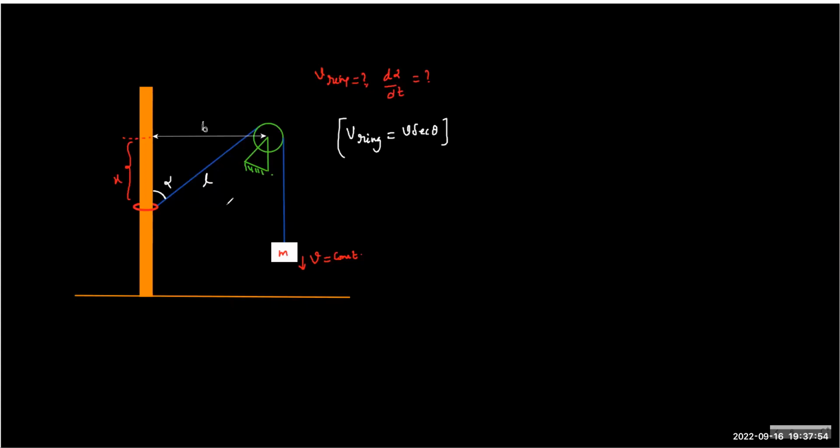Okay, any progress you guys are making? After v sec theta, what is the d alpha by dt part? Siddhant. How many of you are not able to get the first answer, the V ring? Raise your hand, those who have not got the answer till now.